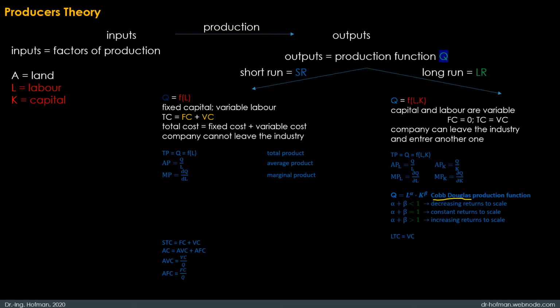The long-run total cost function equals variable cost, because fixed cost doesn't exist. Average cost is total cost over Q. Fixed cost is zero. Marginal cost is the derivative of total cost with respect to Q.